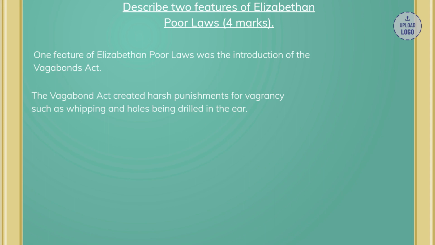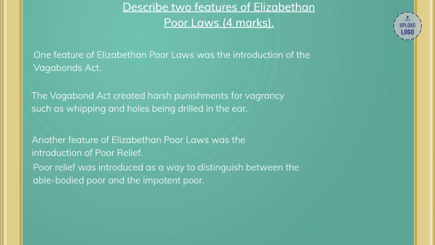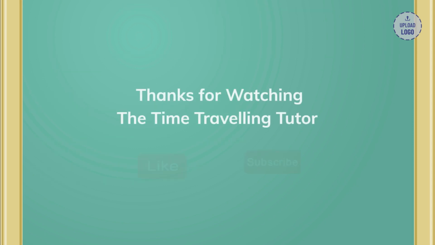Then we need to give a second feature. Another feature of Elizabethan poor laws was the introduction of poor relief. And then we will give a supporting detail. Poor relief was introduced as a way to distinguish between the able-bodied poor and the impotent poor. There we have it. How to answer the 4-mark describe two features questions.